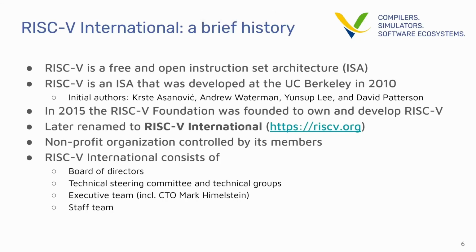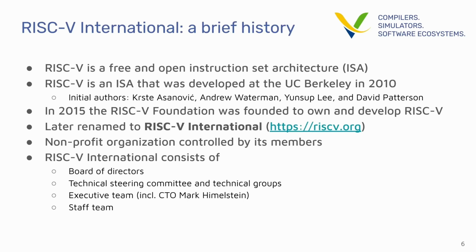Okay, let's start with a brief history of RISC-V and RISC-V International. RISC-V is a free and open instruction set architecture, or ISA. It was developed at the University of California in Berkeley in 2010. The initial authors were Christoph Müllner, Andrew Waterman, Jan Subli, and David Patterson. In 2015, the RISC-V Foundation was founded to own and develop RISC-V. Later, the foundation was renamed to RISC-V International, and it became a Swiss organization.